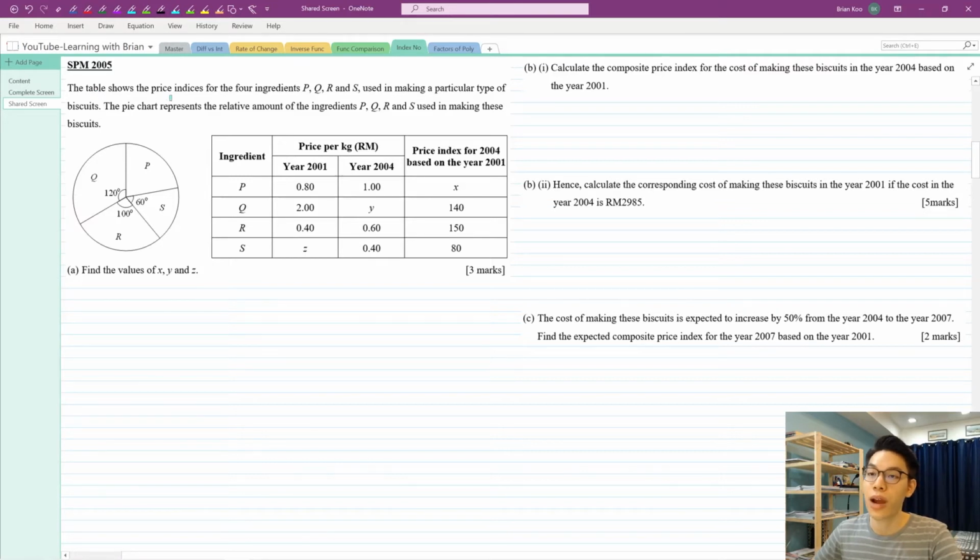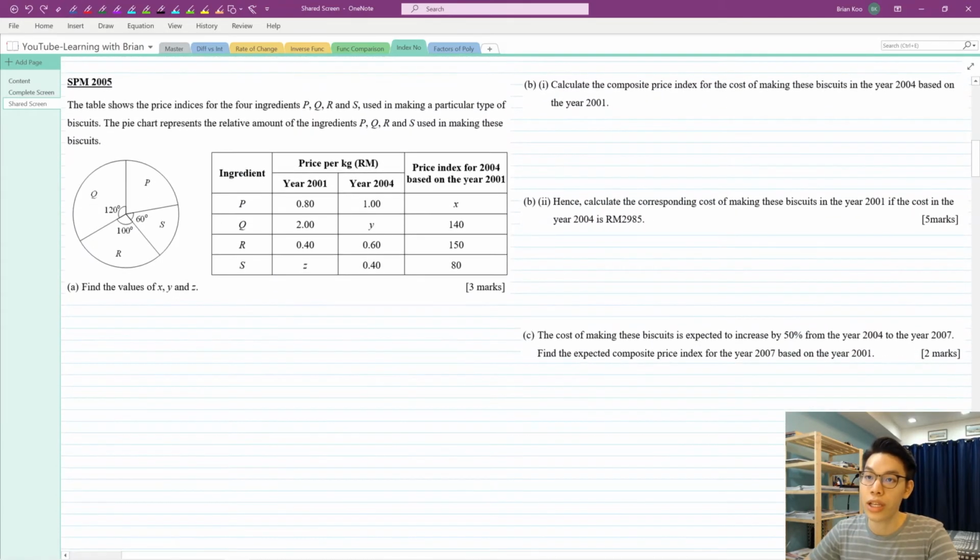The table shows the price indices for 4 ingredients, P, Q, R, S, in making a particular type of biscuit. This time we are not baking a cake anymore, we're making biscuits, and these are the ingredients, P, Q, R, S. The pie chart represents the relative amount of ingredients, P, Q, R, S, used in making these biscuits. Relative amount meaning that all this angle represents how much, or the ratio that you need to put into making this biscuit. Let's look at this table now.